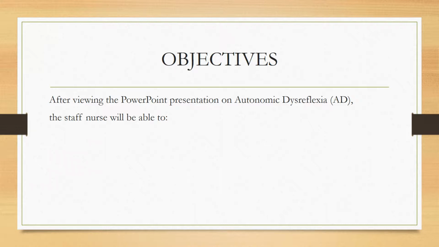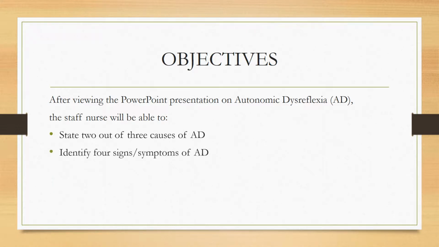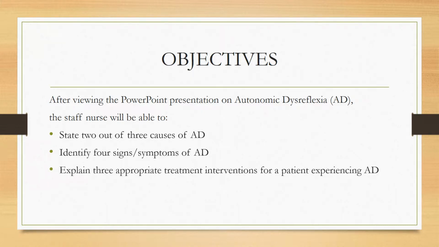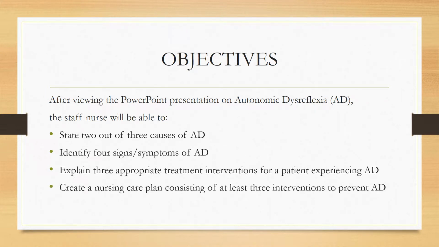After viewing the PowerPoint presentation on autonomic dysreflexia, the staff nurse will be able to state 2 out of 3 causes of autonomic dysreflexia, identify 4 signs or symptoms of autonomic dysreflexia, explain 3 appropriate treatment interventions for a patient experiencing autonomic dysreflexia, and create a nursing care plan consisting of at least 3 interventions to prevent autonomic dysreflexia.